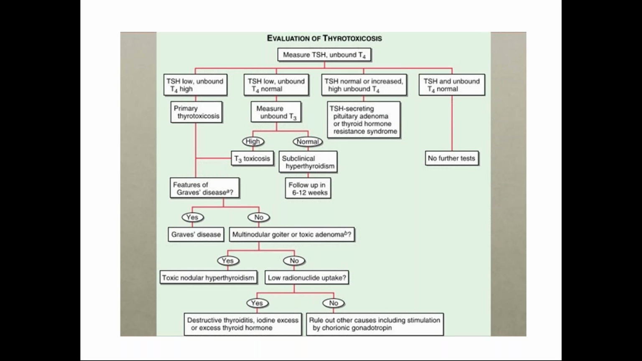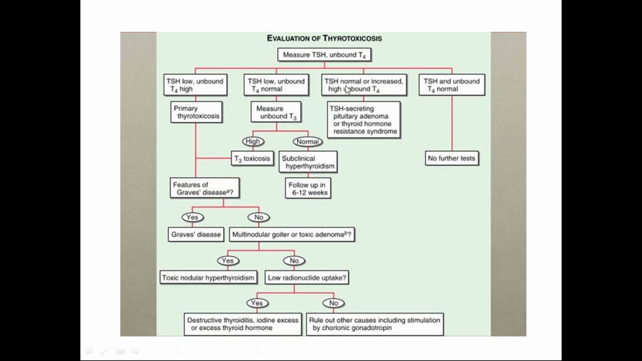So coming to the evaluation, we are suspecting the patient with thyrotoxicosis. As we have discussed previously, we'll mainly see TSH and T4 first. If TSH is low and T4 is high, we suspect primary thyrotoxicosis. And if the TSH is low and T4 is normal, then we measure T3. As we have discussed, in some cases we have T3 toxicosis, where the T3 will be high and T4 is normal. But if it is normal, then we think of subclinical hyperthyroidism and we just follow up the patient.